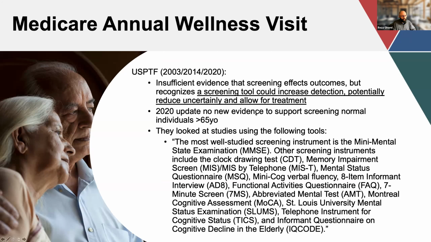In the 2020 update, they found no new evidence for screening normal individuals over 65. So these are the people living in the community independently that are not complaining of any issues. So really want to think about people that have any hint of cognitive decline.